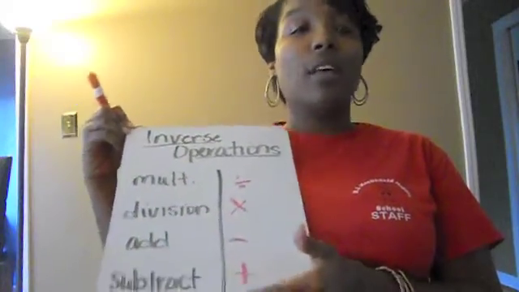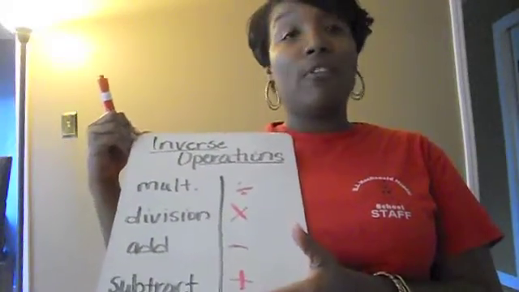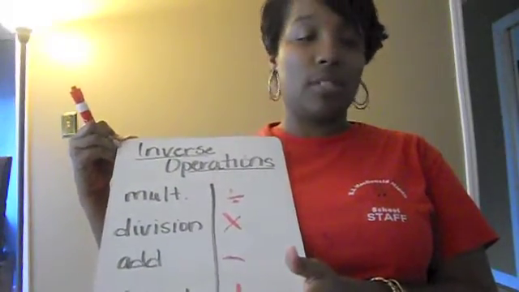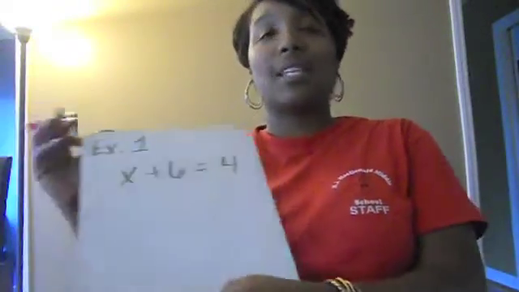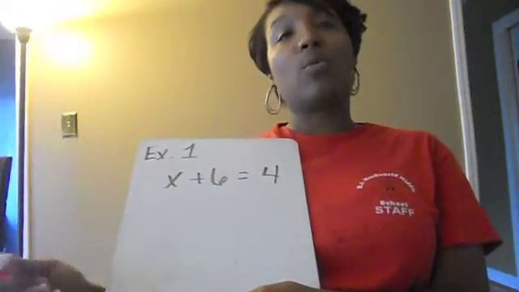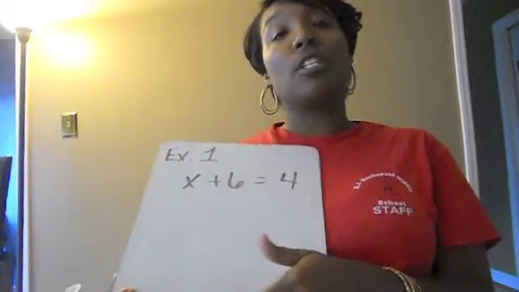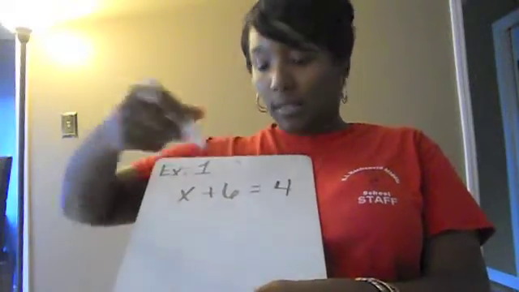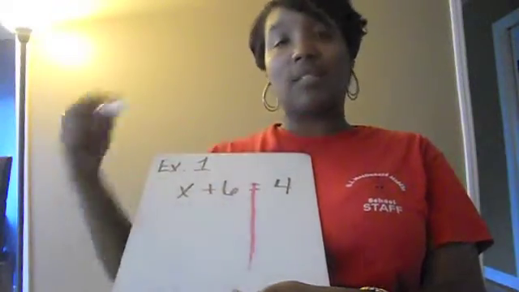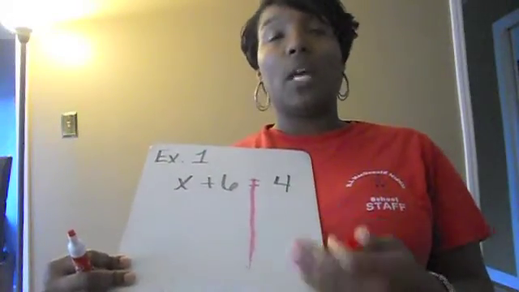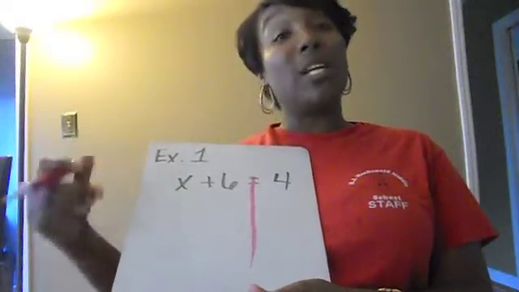You need to know this in order to solve any of the equations, whether it be one-step or two-step or multi-step. All right, so let's work some examples. So the first example will be x plus 6 equals 4. Okay, so the first thing you need to know is the equal sign separates or gives you two sides to the equation, and what you do to one side you have to do to the other side. So the first step that we'll do is read the problem.